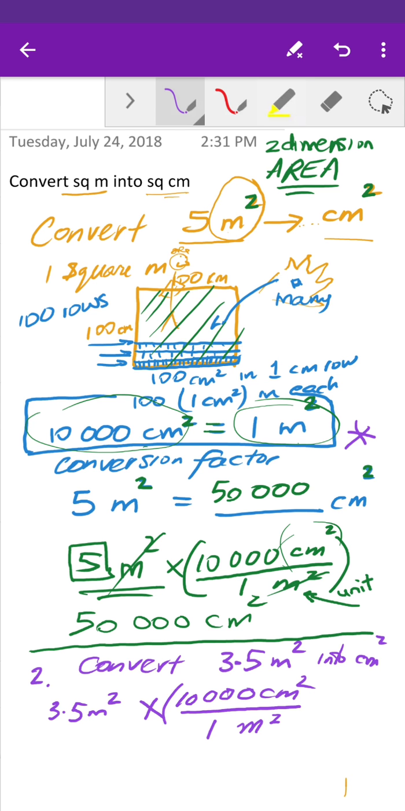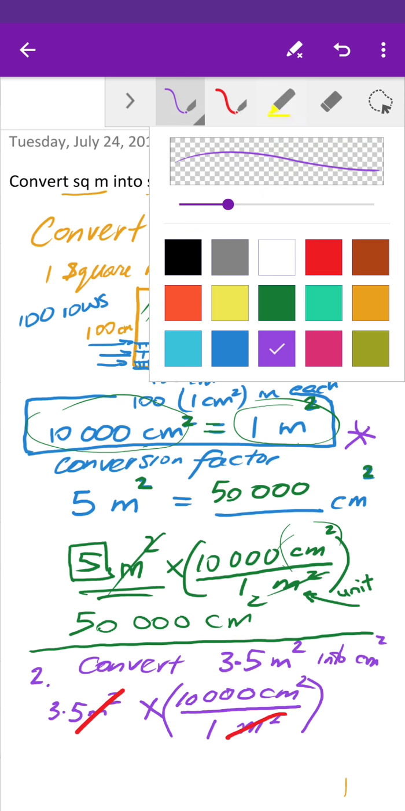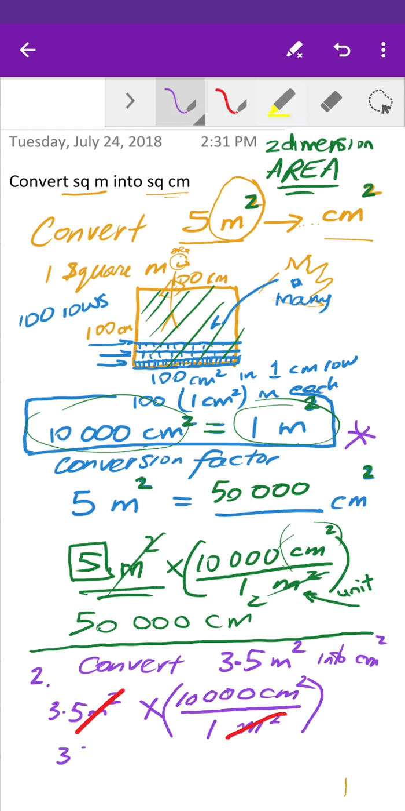This fraction is the number 1. And this is how I like converting. And so then I can cancel that square meter with that square meter and finish up with the answer being 3.5 times 10,000, which is 35,000 square centimeters, because the square centimeter has not been cancelled. It's part of our solution. And there we have our conversion: 3.5 square meters is 35,000 square centimeters.